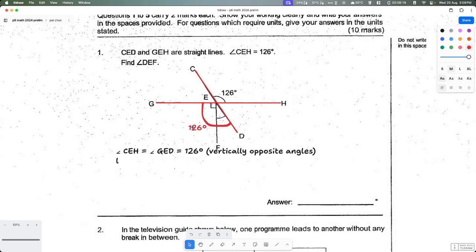Okay, so now we know that it's 126, then we can get angle DEF, which is equal to 126, and then minus the right angle 90, which is equal to 36 degrees. Okay, there you go. The answer is 36 degrees. All right, let's move on to the next question.